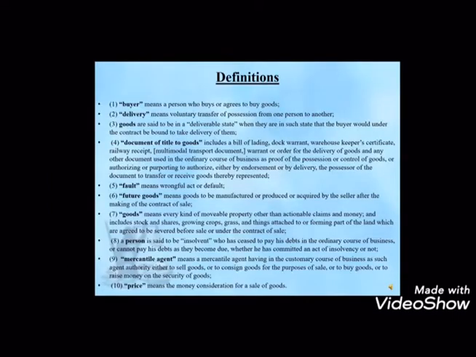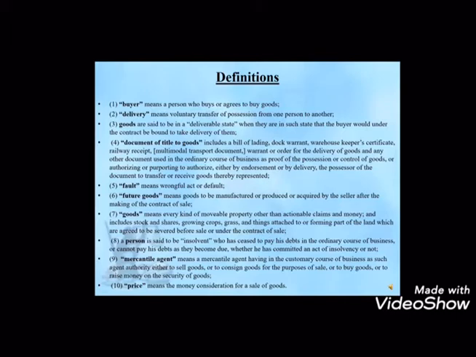Under this act, first, buyer. Buyer will be a person who buys or agrees to buy the goods. Delivery. Delivery means voluntary transfer of possession from one person to another. Goods. Goods are said to be in deliverable state where the buyer would under the contract be bound to take delivery of them. In this act, goods means only movable property other than actionable claims and money, and includes stock, shares, growing crops, grass and things attached to or forming part of the land, which are agreed to be severed before sale or under the contract of sale.